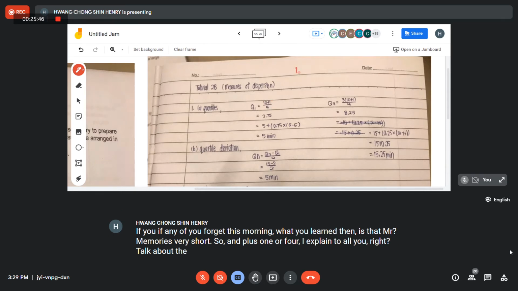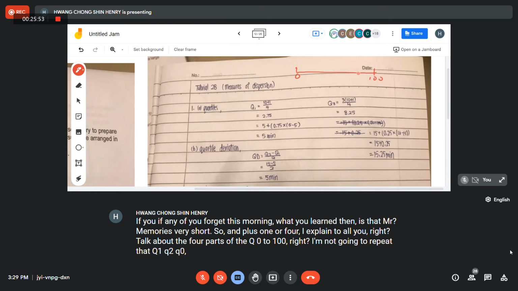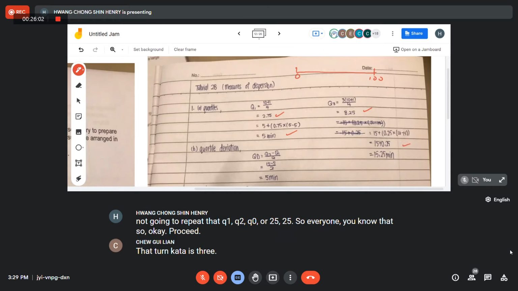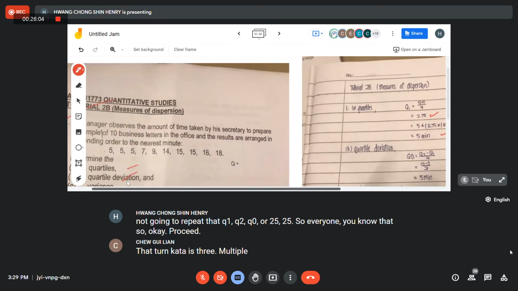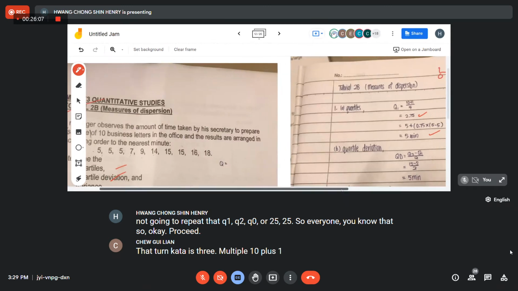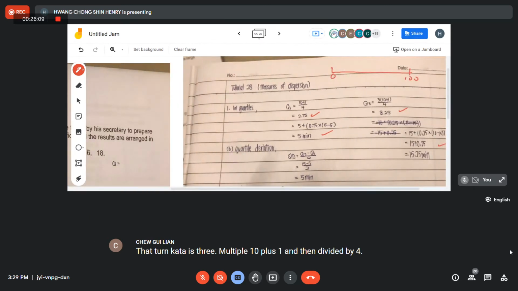I talked about the 4 parts of Q, 0 to 100. I'm not going to repeat Q1, Q2, Q3 or 25, 25, 25. Everyone knows that, so okay, proceed. The third quarter is 3 multiplied by 10 plus 1, and then divided by 4. Can I ask a question? The third quarter, the answer is this, 15.25 minutes.